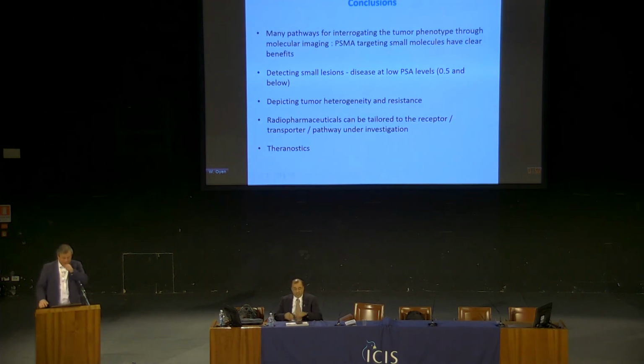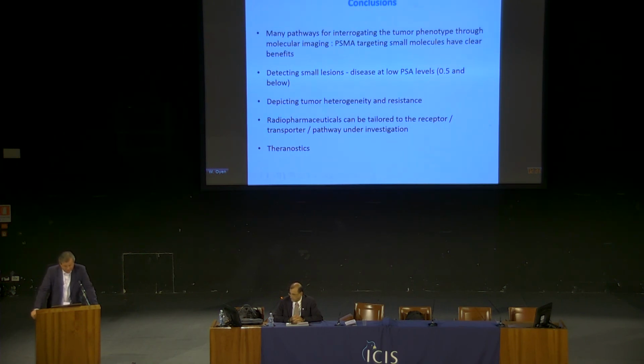So in conclusion, we have many pathways for interrogating the tumor phenotype, and the PSMA targeting small molecules clearly have the edge at the moment. We are finally in an arena where we detect very small lesions at low PSA levels, where there is a high likelihood of oligometastatic disease and a potential for cure.